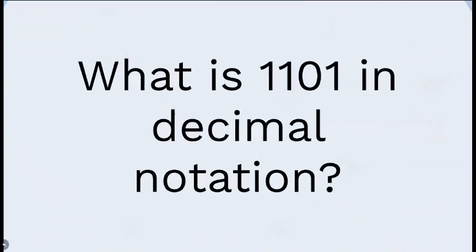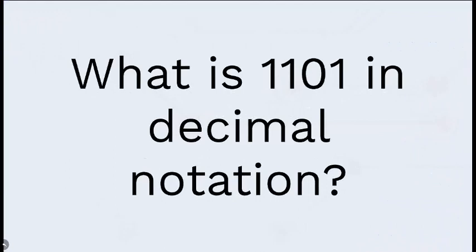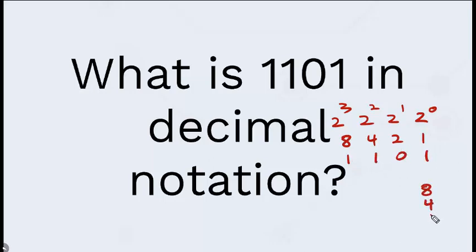Well, here we go. What is 1101 in decimal notation? I think I can handle this. It would be 2 to the 0, 2 to the 1, 2 to the 2, 2 to the 3. That's 1, 2, 4, 8. We have 1, 1, 0, 1. The answer is 8 plus 4 plus 1, which is the lucky number 13. Great job if you solved this correctly.